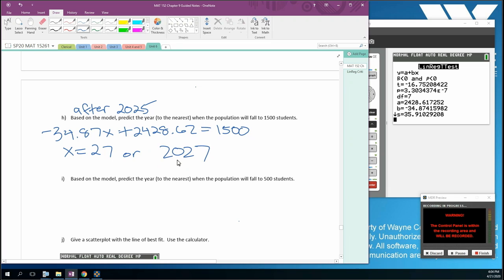Now we'll do the same thing for 500 students. So for 500 students, we're going to get 2055. So probably by then it would merge with someone. Scatter plot, line of best fit.